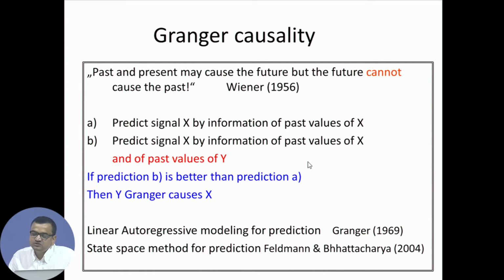It is based on an intuitively very simple idea. Norbert Wiener, a famous mathematician from MIT and the father figure of cybernetics, in one of his commentaries in his books on cybernetics, had already introduced the notion of causality. He said the past and present may cause the future, but the future cannot cause the past. So that means there is a role of time. We call it the arrow of time, and the role of the arrow of time is conceptually directly related to causality. So what Granger did elegantly was to put this statement in a mathematical framework, a very simple autoregressive modeling framework.